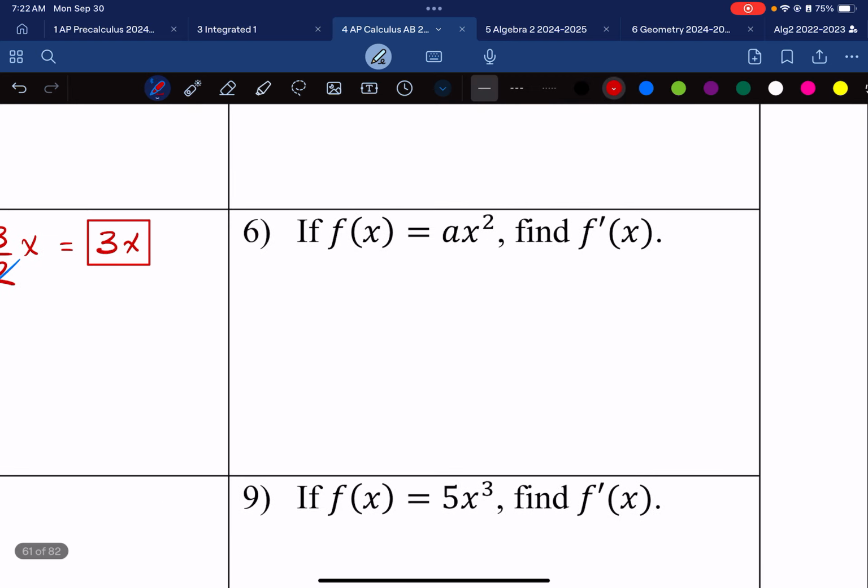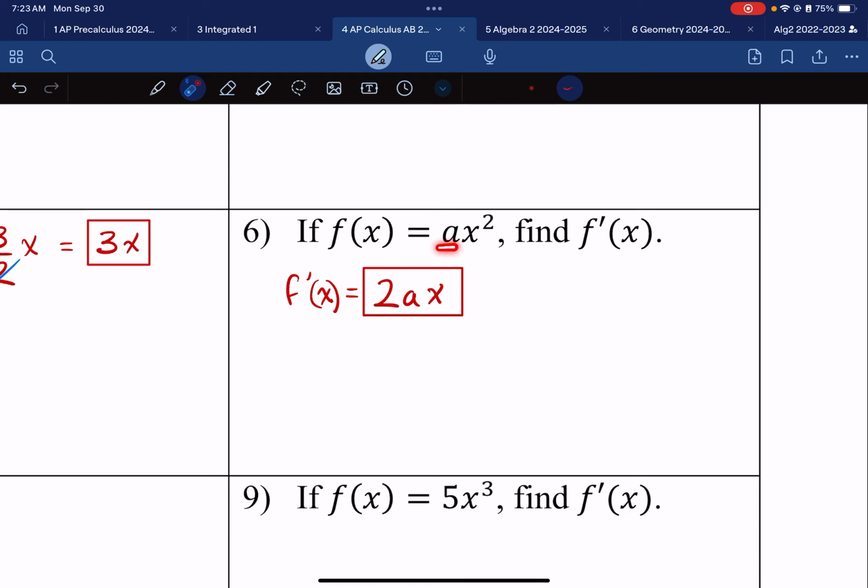All right, number 6, we have f prime of x, therefore will be equal to, again, the 2 comes down in front, so it's going to be 2 times this a times the x, and it goes down to a power of 1, which we don't write, so it's just 2ax. It kind of is tricky, like when do you have a variable? We're always assuming that we're taking the derivative with respect to x, which is why the a still stays there and the x went down a power.